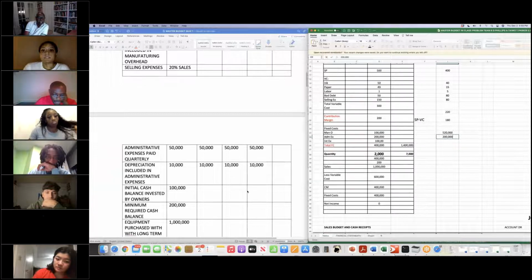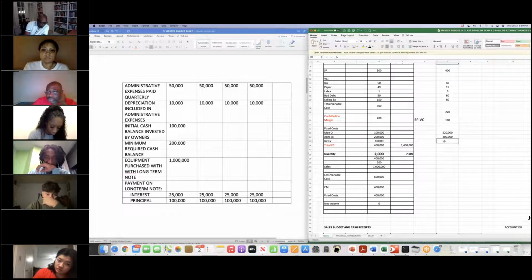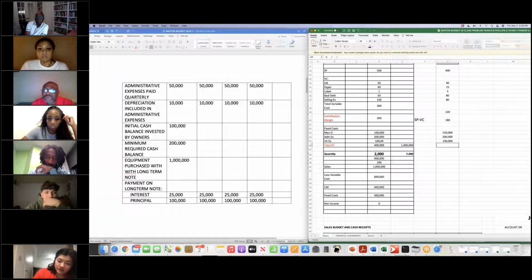What is our interest expense gonna be? $100,000. 100,000. So we add all of these up. If we add all of these up, what's our total fixed cost? 820,000. 820,000. Any questions?